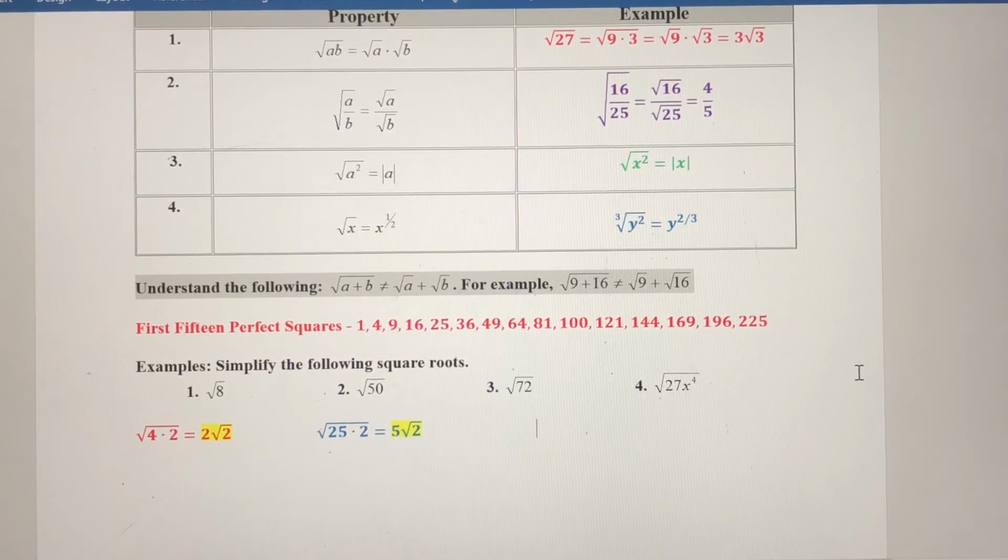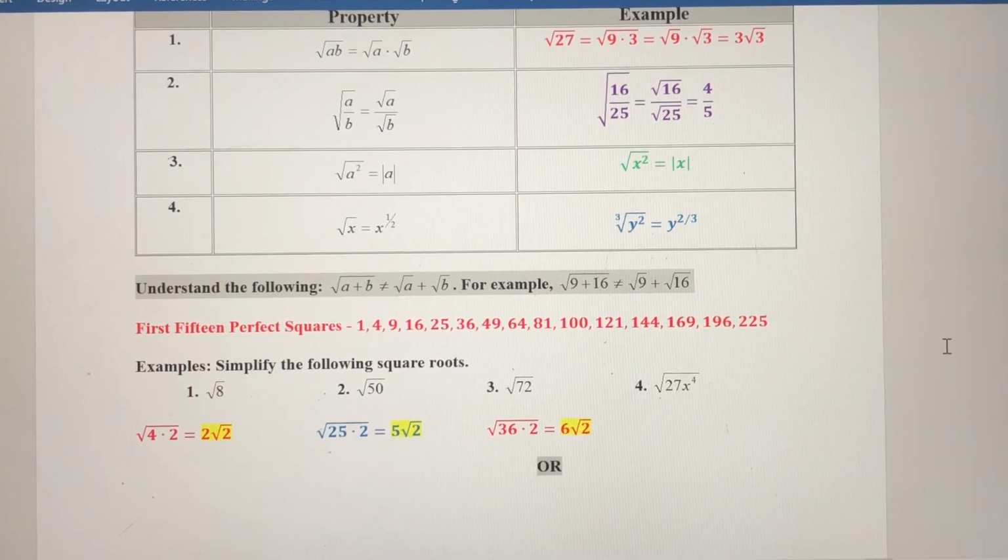All right, 72. The largest perfect square factor is 36. Okay, I'm going to go over what happens if you don't recognize 36 as the largest perfect square factor in just a second, okay? It's easier to choose the largest one in the first step. So 36 times 2 is 72, so that's going to give us an answer of 6 radical 2, okay? Well, what if you didn't recognize 36 was a factor? Can you still get to the right answer? And of course you can, okay?